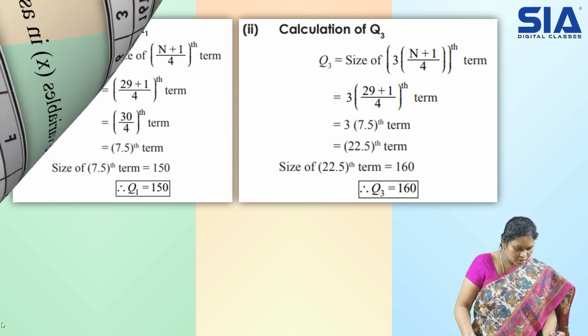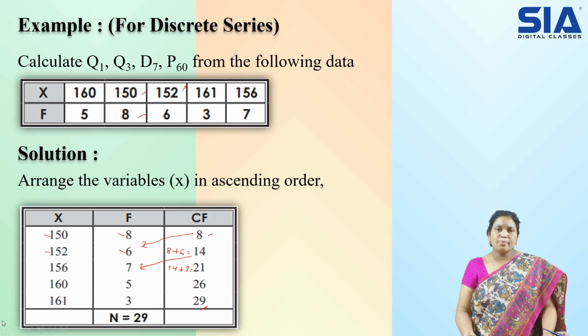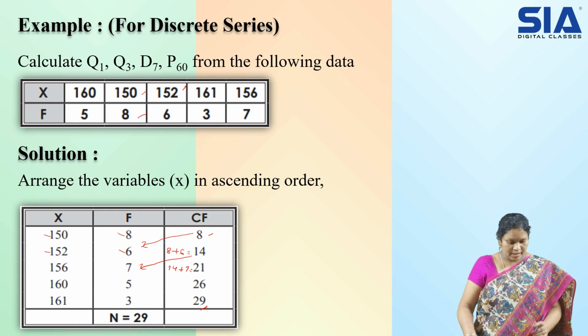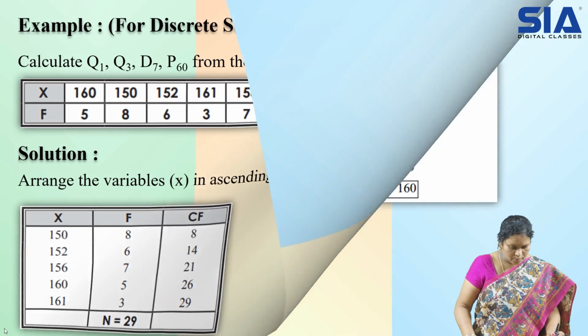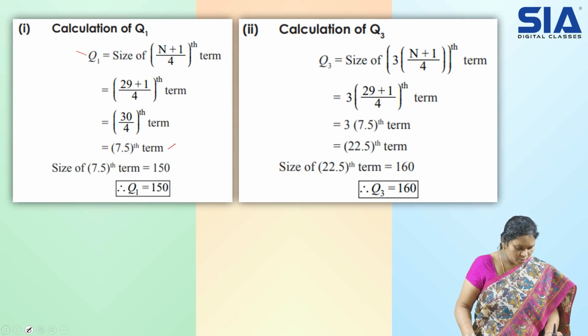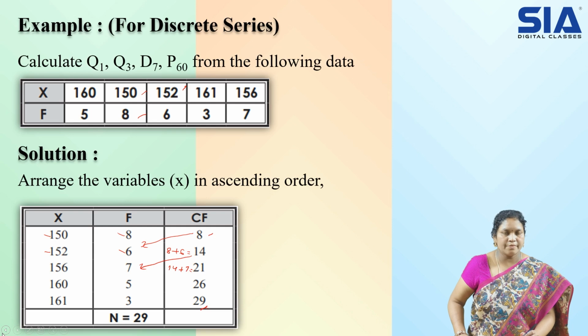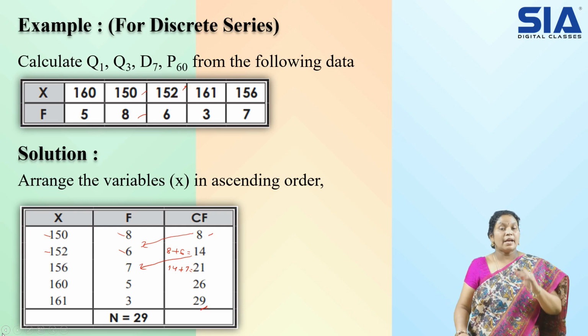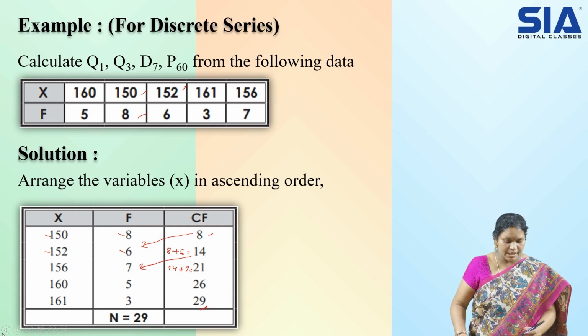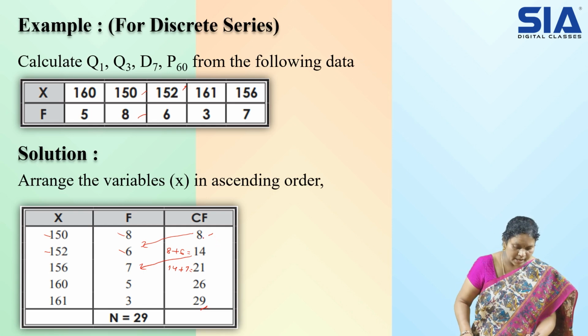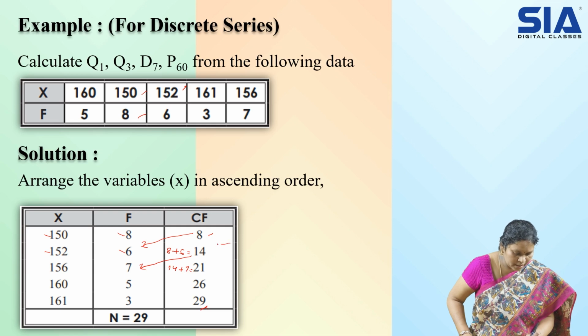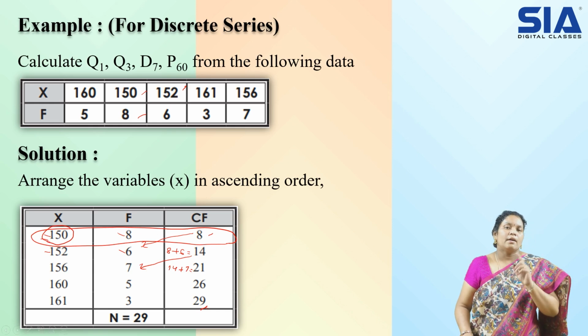So check it out, 7.5. Here you have to check it in the cumulative frequencies. Is there any 7.5? No, so it's the next highest value you have to consider. 7.5th term we don't have directly, and that we have to check in cumulative frequencies. Now 7.5 we don't have in cumulatives, so go for its next highest, that is your 8. So the x value corresponding to 8, that x value becomes our Q1.